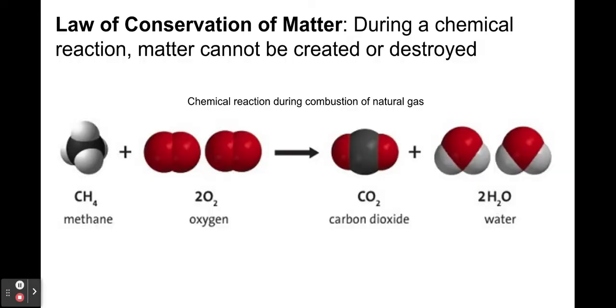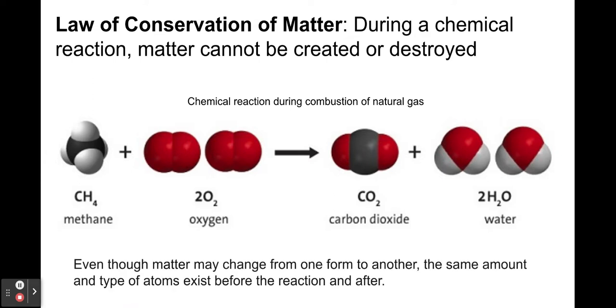And if we count up each atom on the left-hand side, for example, oxygen, we've got 1, 2, 3, 4 oxygen atoms. And then we count them up on the right-hand side, 1, 2, 3, 4. The number of each type of atom is the same on the left-hand side before the reaction and on the right-hand side after the reaction. Here's a summary. Even though matter may change from one form to another, for example, a liquid, this is a gas, to another gas and a different liquid, the same amount and type of atoms exist before the reaction and after the reaction.